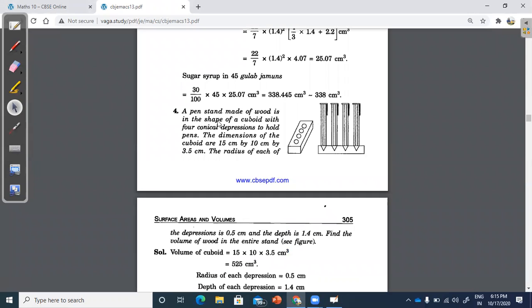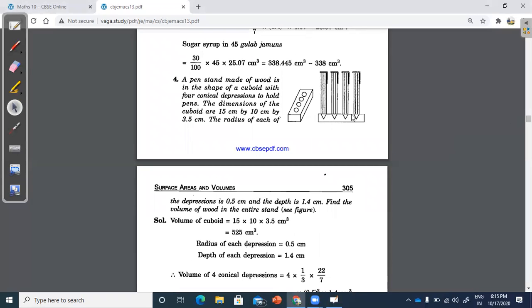Then question number 4. This is a pen stand made of wood, and the shape of this is given as a cuboid. And then what is happening? There are 4 conical depressions to put these pencils and pen or whatever. Okay, so this is a cone. So that much part of the wood is removed. The question is, what is the volume of the wood? So volume of the wood will be the volume of the cuboid, that is LBH, minus the 4 cones.